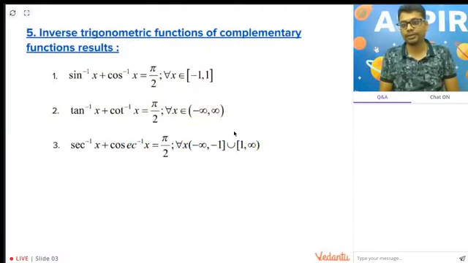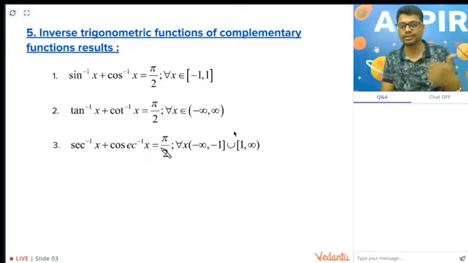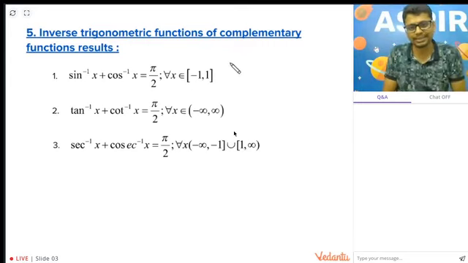So everyone, please pay attention here. Sin inverse x plus cos inverse x is always equal to pi by 2. Of course, x should be between -1 and 1, closed. Tan inverse x plus cot inverse x is also always equal to pi by 2 for all real values of x. And sec inverse x plus cosec inverse x is always again equal to pi by 2 for every x belonging to -infinity to -1 closed union 1 to infinity closed. That's it. Now we can just quickly check it.